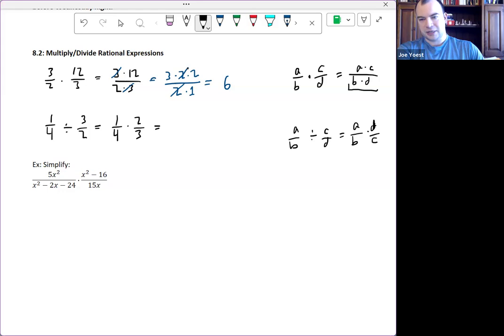And now I multiply across the top. I get 1 times 2. Across the bottom, 4 times 3.